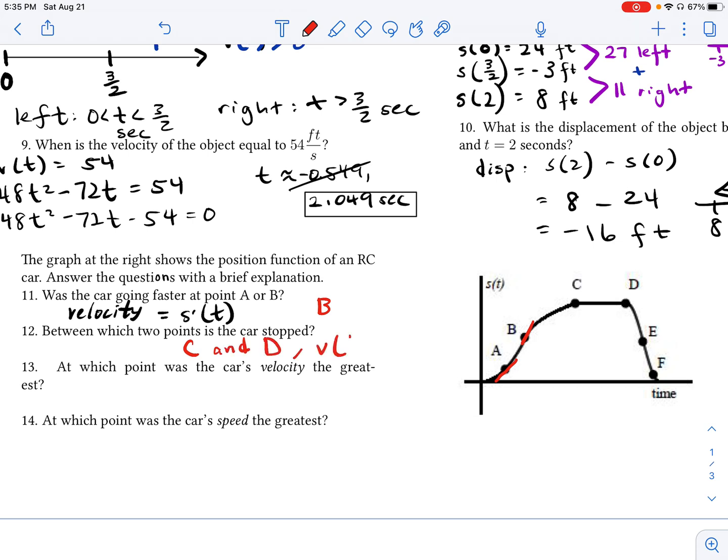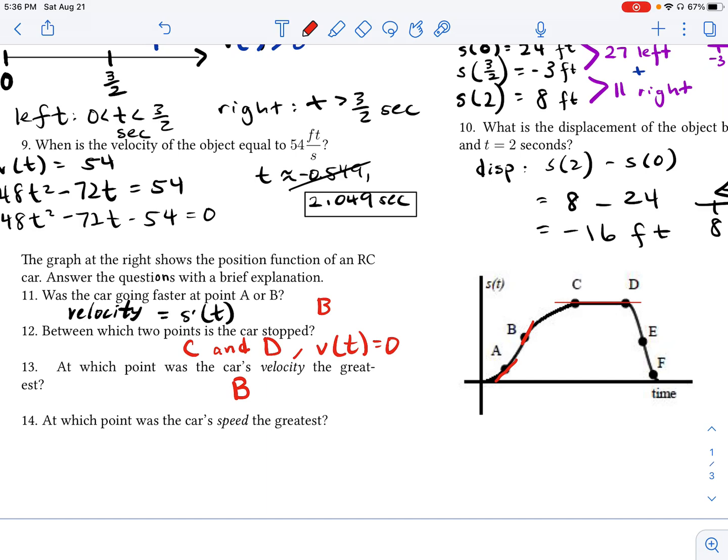Well, that's when our velocity appears to be equal to 0, because we seem to have a horizontal tangent line there, right? Again, the slope of the tangent line between C and D appears to be 0. At which point was the car's velocity the greatest? Well, it looks like we would want to say that we have the steepest positive tangent line at B.